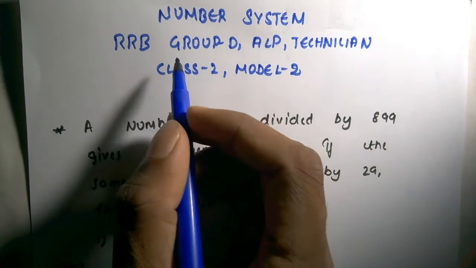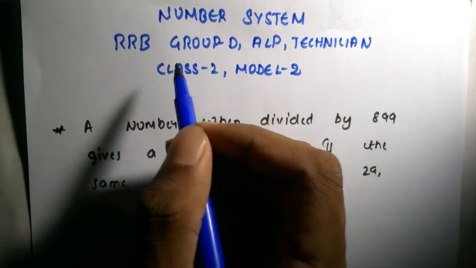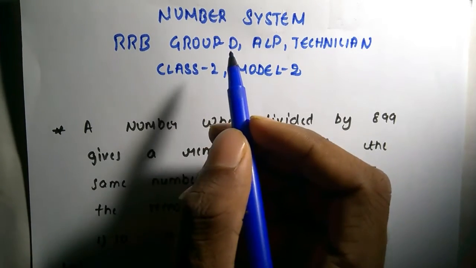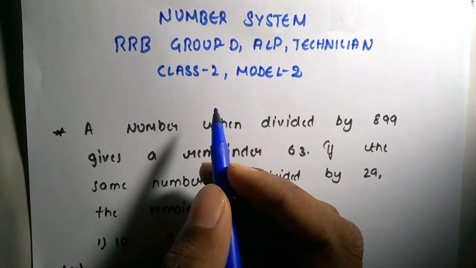In this video, we're going to discuss the number system. This is preparation for RRB Group D, Assistant Loco Pilot and Technician, and this is Class 2 and Model 2.